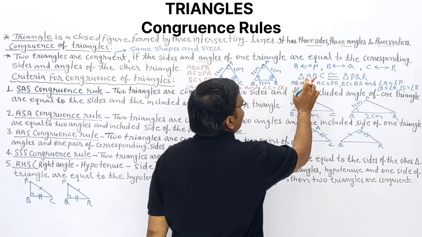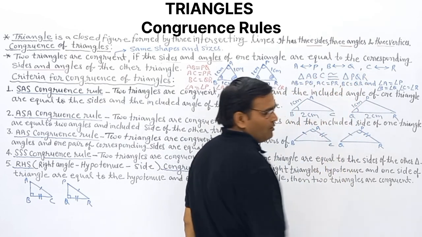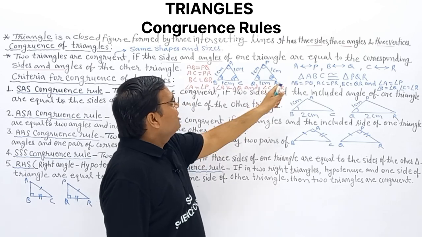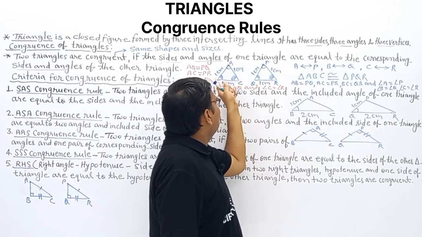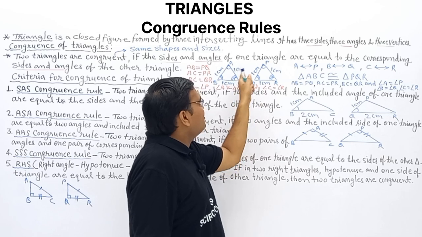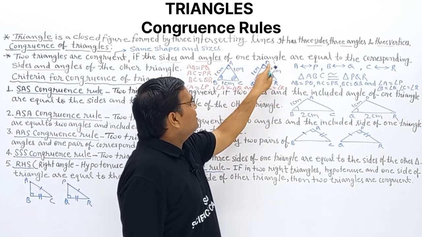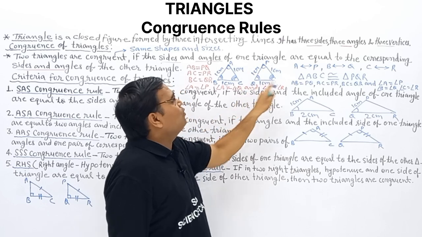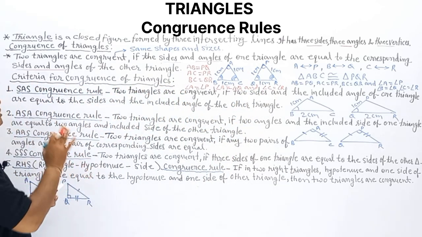We cannot say triangle ABC is congruent to triangle QPR. No. Why? Because A corresponds to P, this corresponds to this one, this corresponds to this one. Then we will write triangle ABC congruent to triangle PQR. Clear? We should know these simple things.